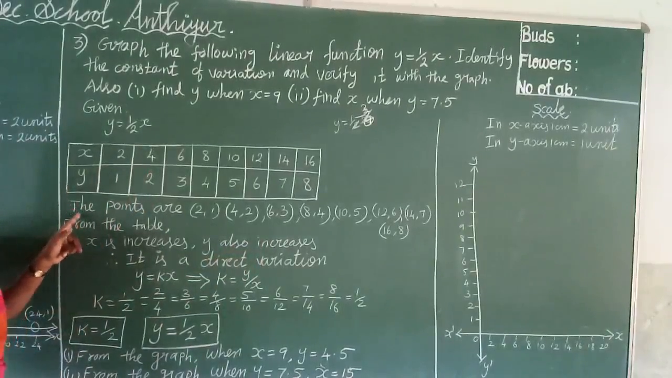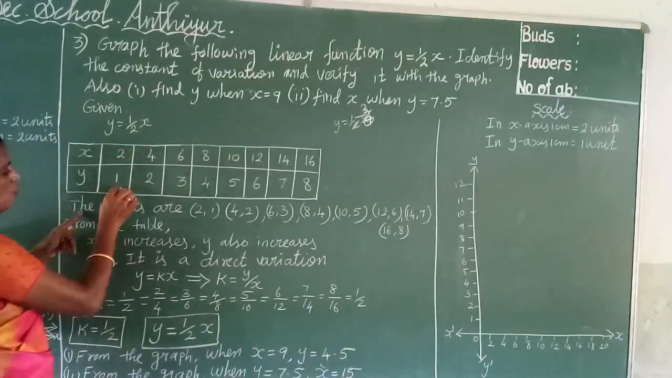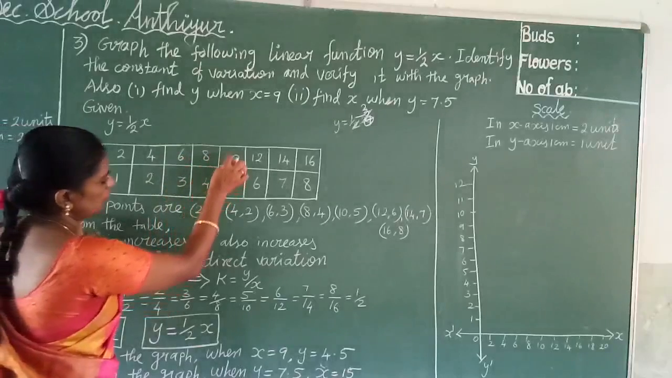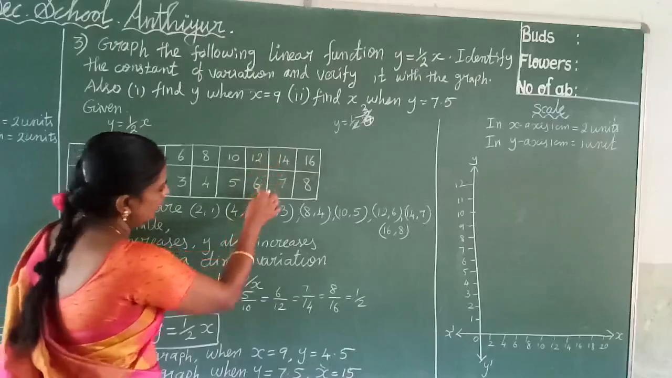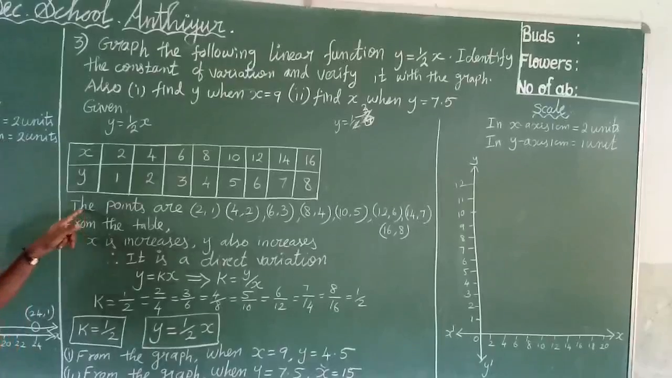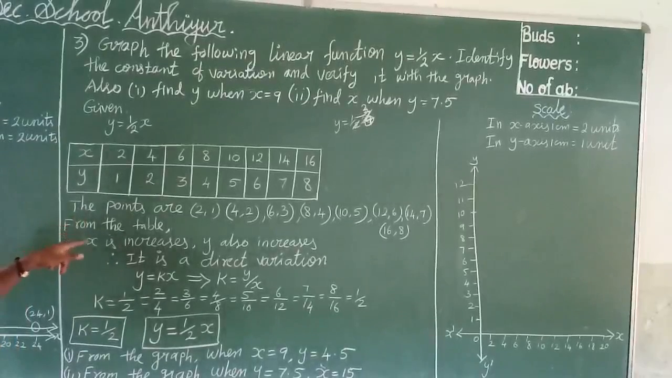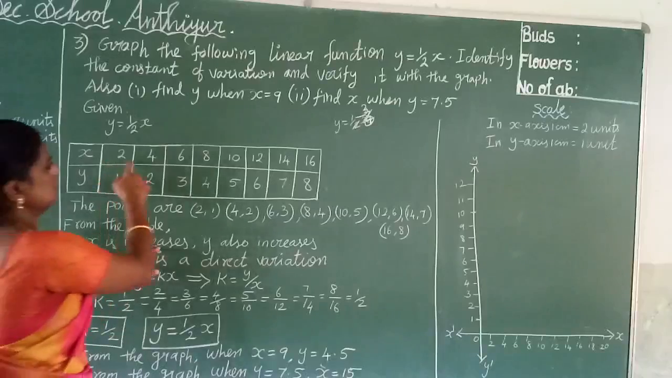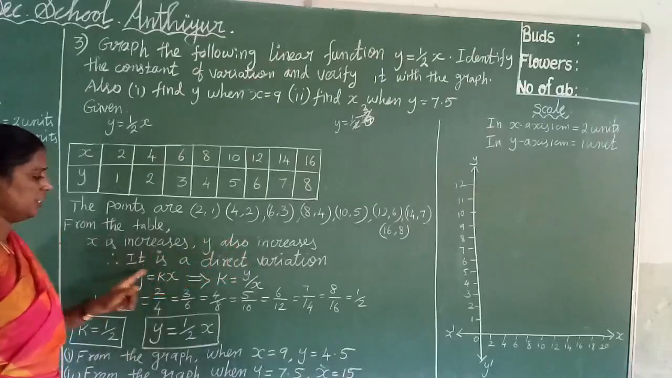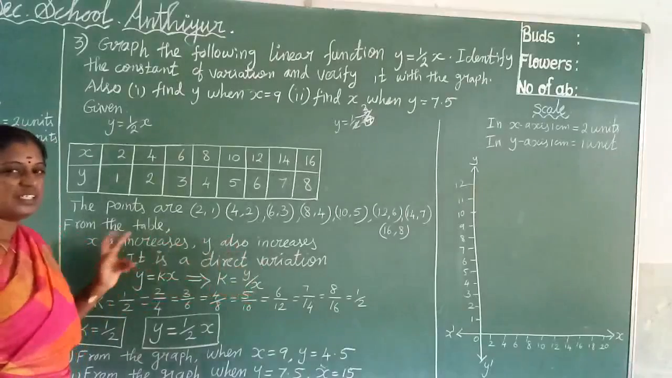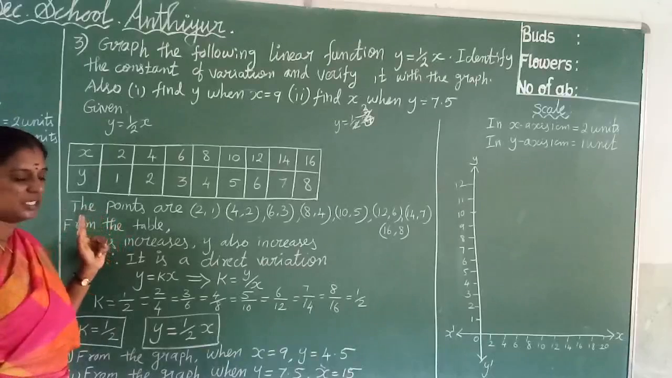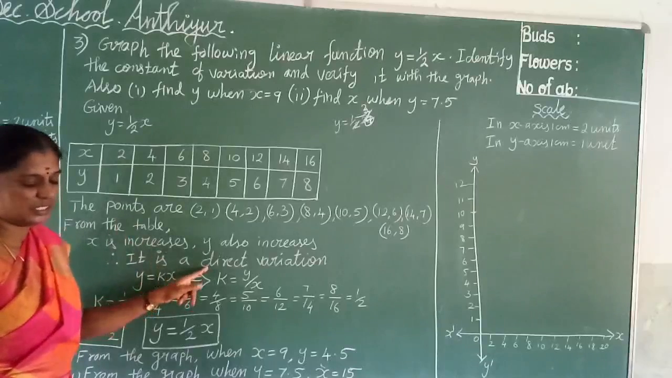Next write the points. The points are (2, 1), (4, 2), (6, 3), (8, 4), (10, 5), (12, 6), (14, 7), (16, 8). Here in the table, x increases and y also increases. Therefore, it is a direct variation. What is the difference between the second and third? Second question is indirect variation, this one is direct variation.